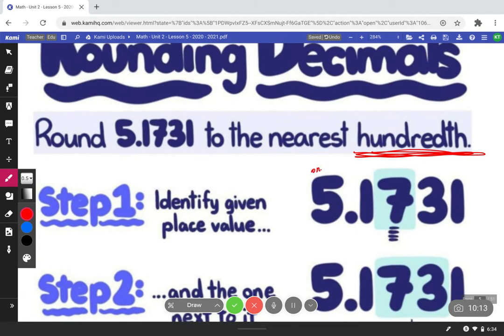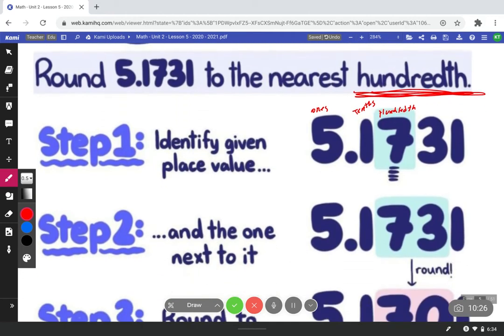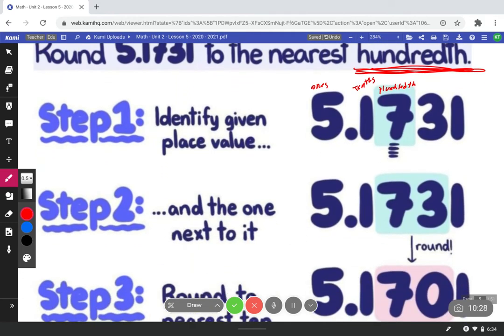5 is in the ones. This 1 is in the tenths. And 7 is in the hundredths. Great. So that's the number I am looking to round. So 7 is the number I'm rounding, and I need to go to the number to the right and use that one as my reference.